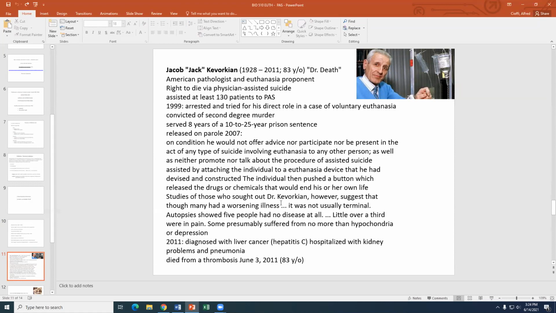So sadly, he gave a lot of impetus to the PAS movement because he was an MD and he risked his career to live out his convictions, the philosophy that he thought people did really have a right to kill themselves.